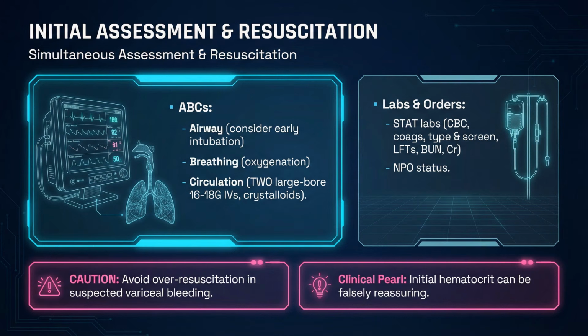However, a crucial word of caution. In a patient with suspected variceal bleeding, avoid over-resuscitation, as this can worsen portal hypertension and exacerbate the bleeding. Order stat labs, including a complete blood count, coagulation studies, a type and screen, liver function tests, and a BUN and creatinine. Keep the patient NPO or nothing by mouth. And finally, a clinical pearl. The initial hematocrit can be falsely reassuring due to slow equilibration after acute blood loss, so don't be fooled by a normal initial value.